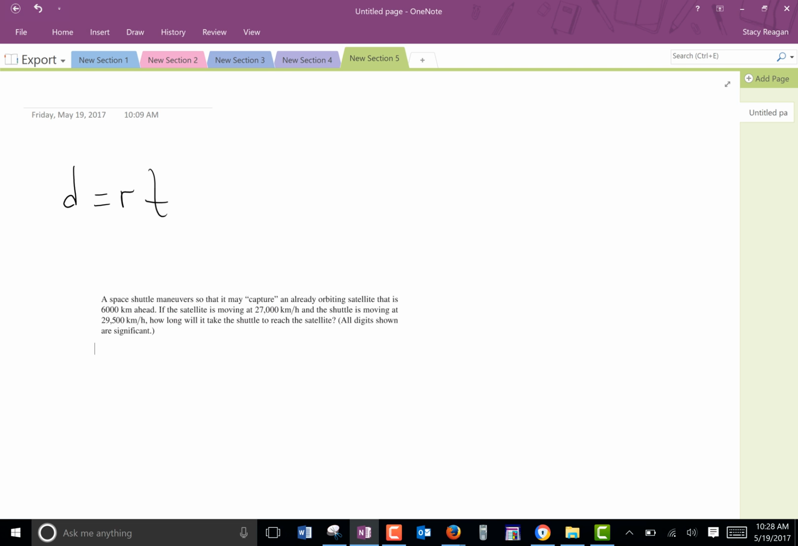It says a space shuttle maneuvers so that it may capture an already orbiting satellite that is 6,000 kilometers ahead. If the satellite is moving at 27,000 kilometers per hour and the shuttle is moving at 29,500 kilometers per hour, how long will it take the shuttle to reach the satellite? And it said all digits shown are significant.